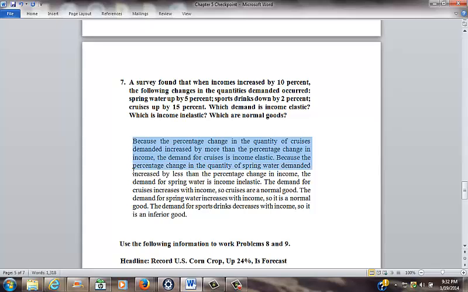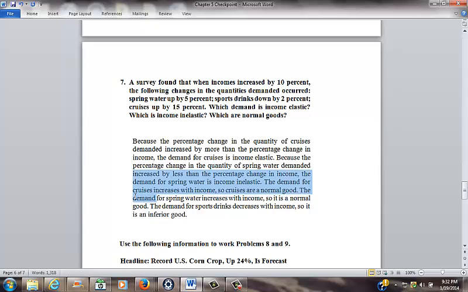The demand for cruises is income elastic, because the percentage change in the quantity of cruises demanded increased by more than the percentage change in income. The demand for spring water is income inelastic, because the quantity of spring water demanded increased by less than the percentage change in income.